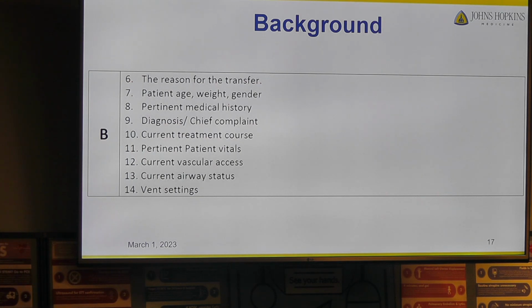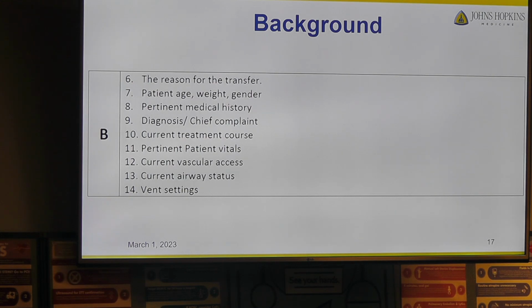We then move into the background. Reason for the transfer, age, weight, gender, pertinent past medical history. Not everything, obviously, but what's pertinent. The diagnosis or diagnoses and chief complaint. What has been done already for the patient. What are the pertinent vital signs and any important trends with them. Vascular access, airway status, and ventilator settings. Okay.